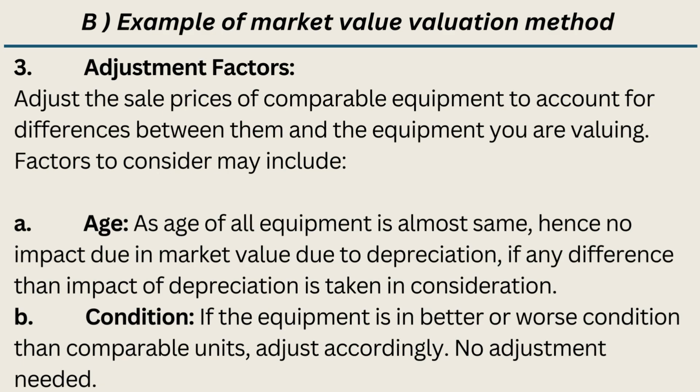3. Adjustment factors. Adjust the sale prices of comparable equipment to account for differences between them and the equipment you are valuing. Factors to consider may include A. Age, as age of all equipment is almost the same, hence no impact in market value due to depreciation; if any difference, then the impact of depreciation is taken into consideration. B. Condition, if the equipment is in better or worse condition than comparable units, adjust accordingly.